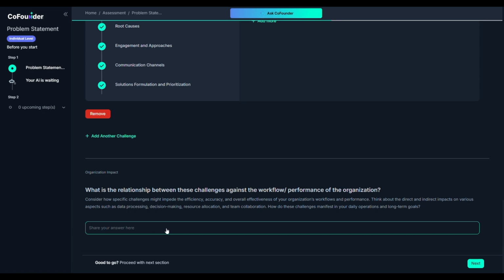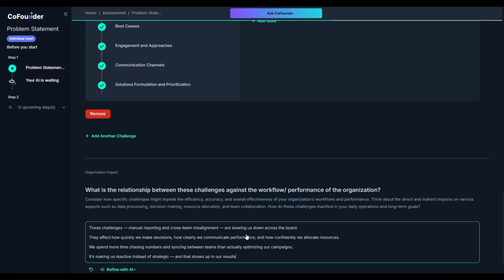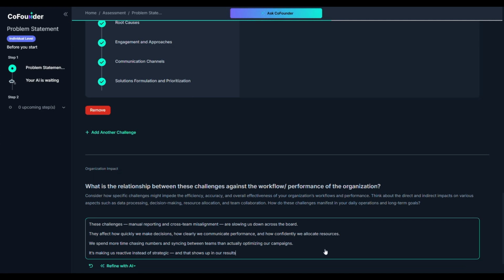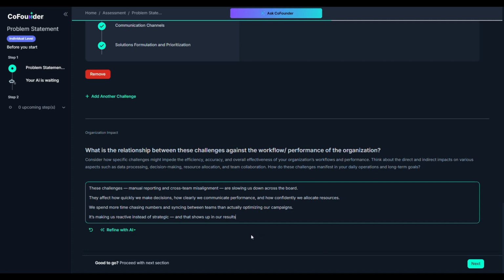These challenges, manual reporting and cross-team misalignment, are slowing us down across the board. They affect how quickly we make decisions, how clearly we communicate performance, and how confidently we allocate resources. We spend more time chasing numbers and syncing between teams than actually optimizing our campaigns. It's making us reactive instead of strategic, and that shows up in our results.